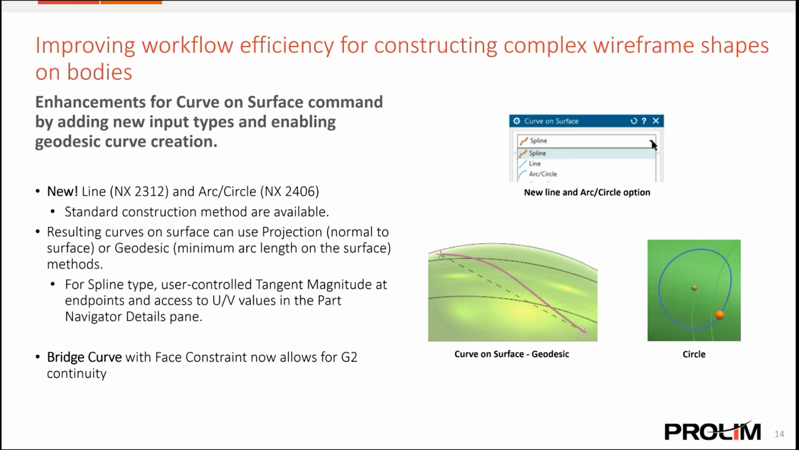And so for your spline types, you can have your user-controlled tangent or magnitude at endpoints and access your UV values in the Part Navigator details plane. The bridge curve with the face constraint now allows for G2 continuity. Previously, it did not.